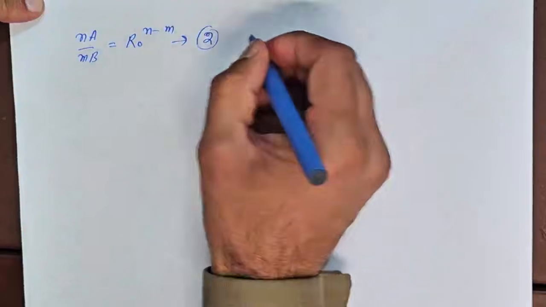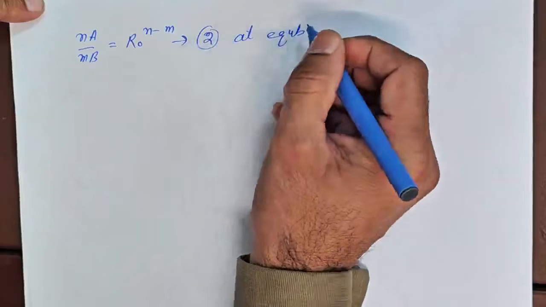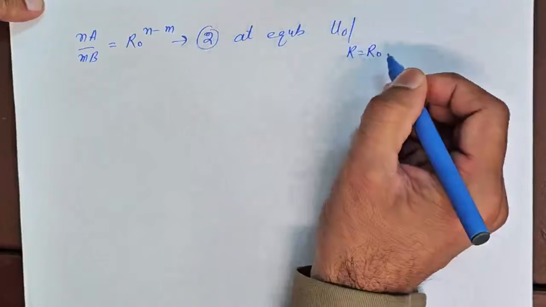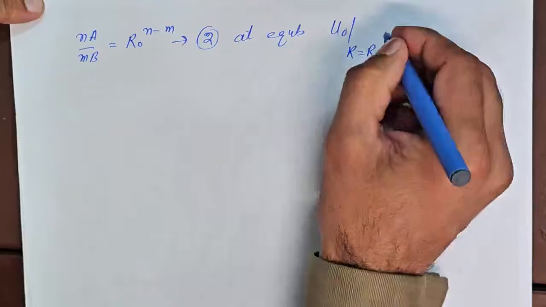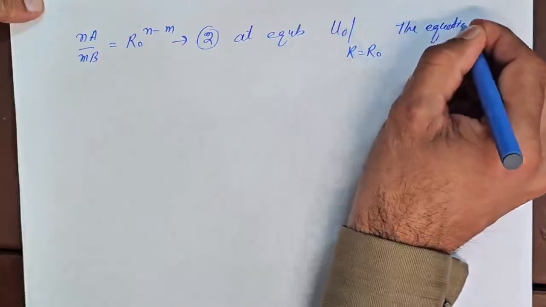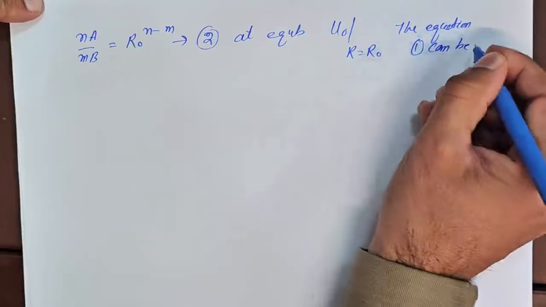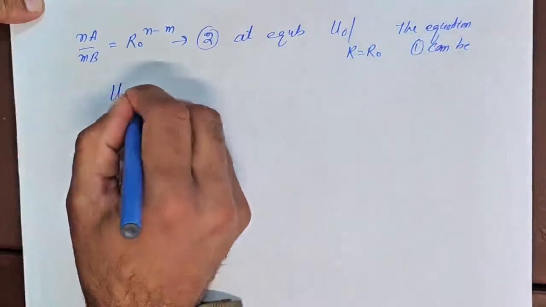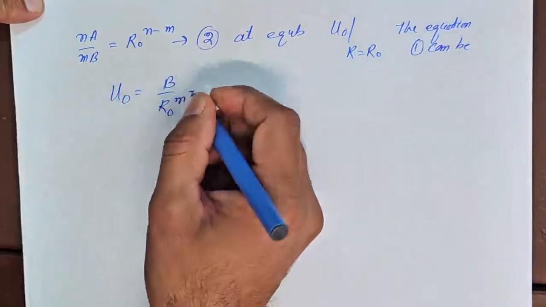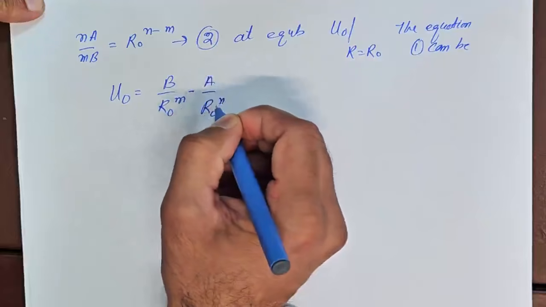At equilibrium position, U equals U naught and r is equal to r naught. Equation 1 can be written as U naught equals B divided by r naught^m minus A divided by r naught^n.